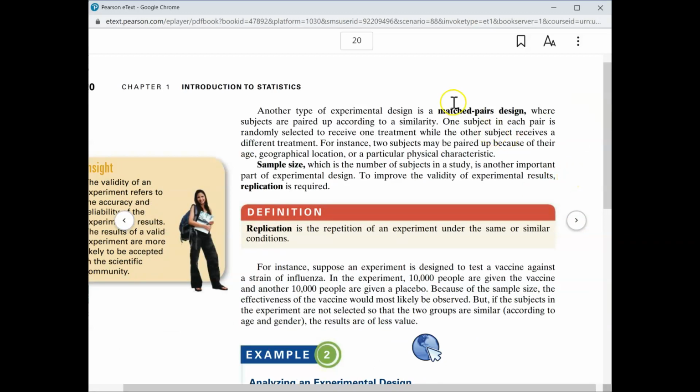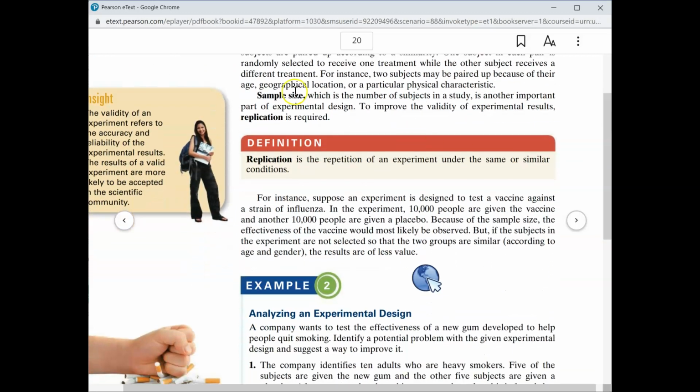Another type of experiment is called the matched pairs design, where subjects are paired up according to a similarity. One subject in each pair is randomly selected to receive one treatment, while the other receives a different treatment. So twins make good subjects for matched pairs designs. They don't have to be twins, but that's just one example.